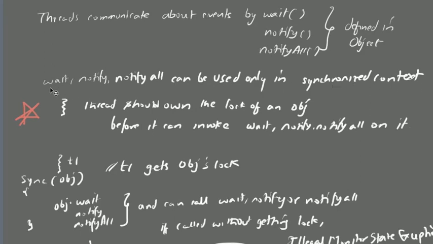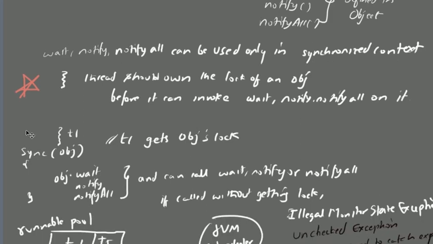For a thread to be able to execute these methods on an instance, it can only execute them within a synchronized method or synchronized block, as shown here. So a thread should actually own the lock of an object before it can invoke wait, notify, or notifyAll on the object.